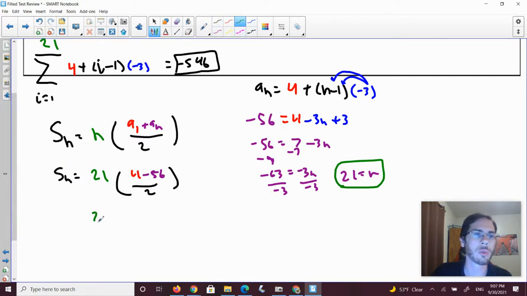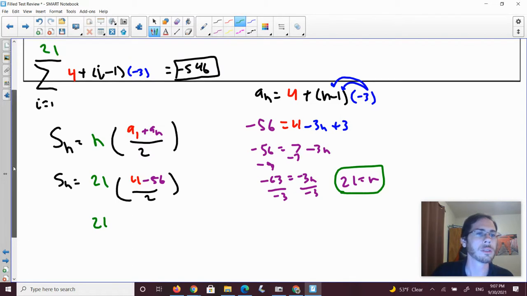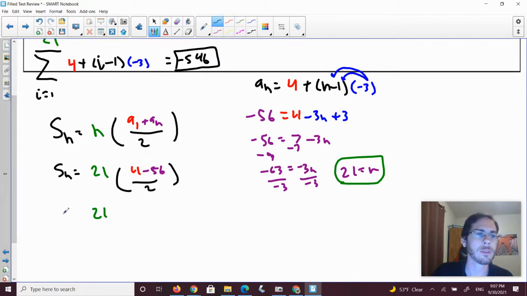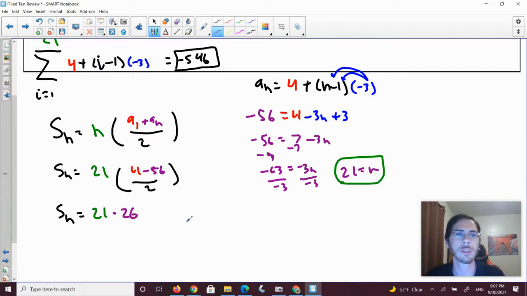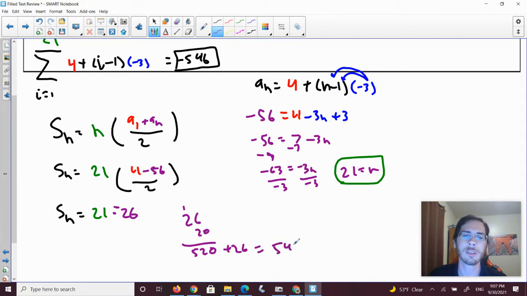So this is going to be 21 times, 4 minus 56 is -52. All right, well, 52 cards in a deck, so that's going to be times 26, because half a deck of cards would be 2 suits, or 26. All right, well, 26 times 21 is the same as 26 times 20, or 520, plus another 26, because we have to get 21 copies of 26, not just 20. And we get to 546. And again, since it's negative, we're going to go ahead and make it negative.